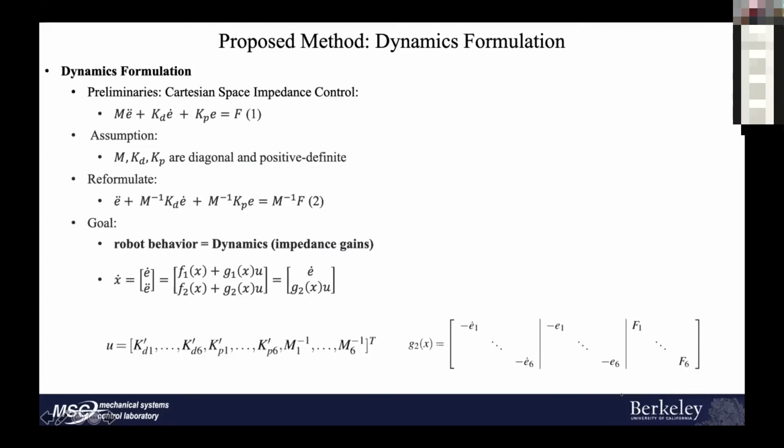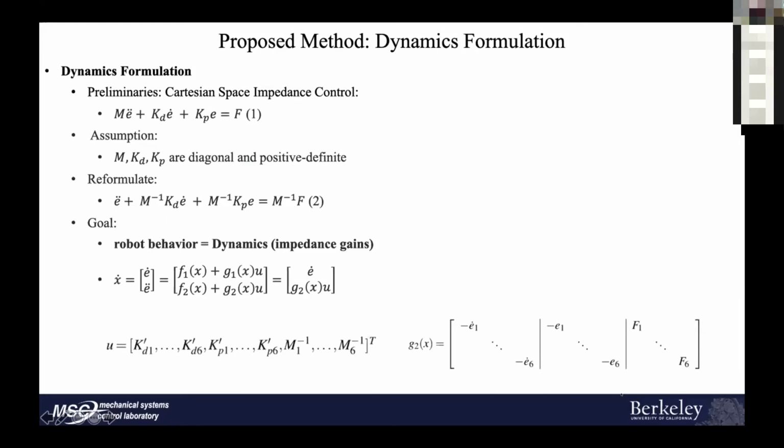So for preliminaries, Cartesian space impedance control can be written in the form of equation 1, where M, KD, and KP are those impedance matrices. And we assume that those matrices are diagonal and positive definite. So we can left multiply M inverse and obtain equation 2. Here, M inverse KD we call KD prime, M inverse KP we call KP prime, and M inverse we call the transformed impedance gain values. And those are the values that we're trying to solve.